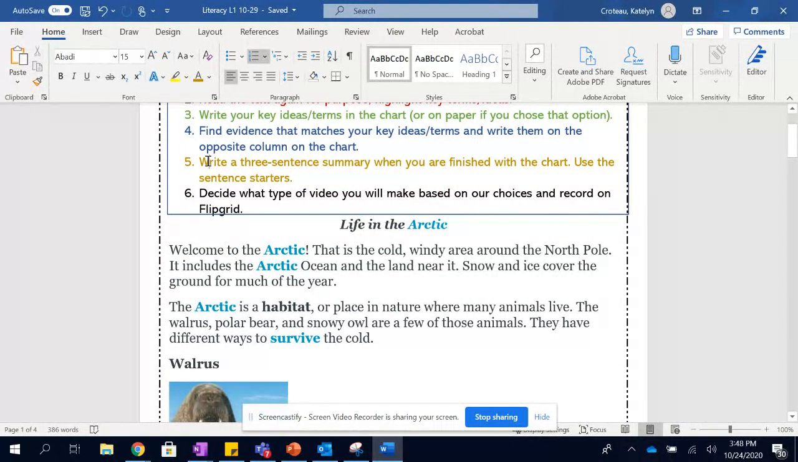After you've done all of your chart, you're going to write a 3-sentence summary when you're finished. Use the sentence starters that are given. This is the only time in which you need to have complete sentences when note-taking.